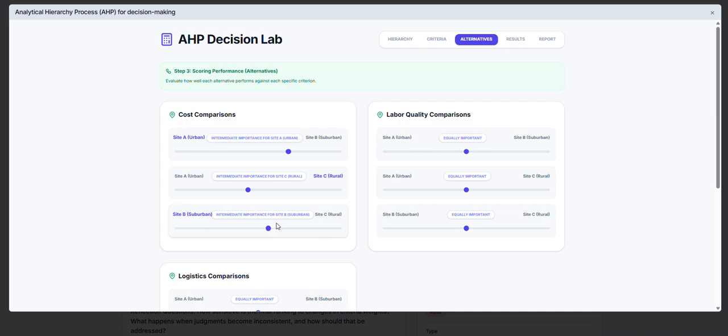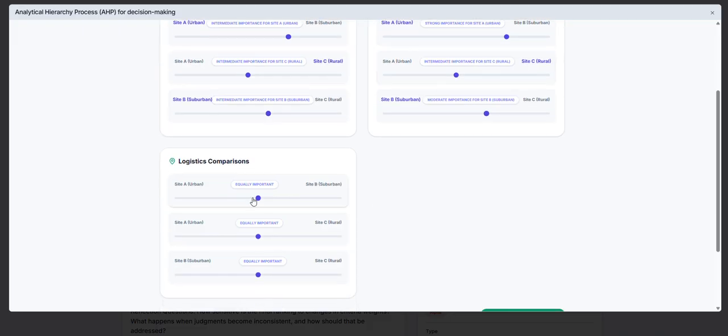Okay, and in case we are somehow not logical here, so we will give some inconsistent answers. We will notify that later on in our reporting. And now we can do the same thing for the other criteria as well. So labor quality, we can give some weights here. Logistics, as you can see, these are not measured in terms of some exact units, but this is more like a pairwise comparison of the parameters.